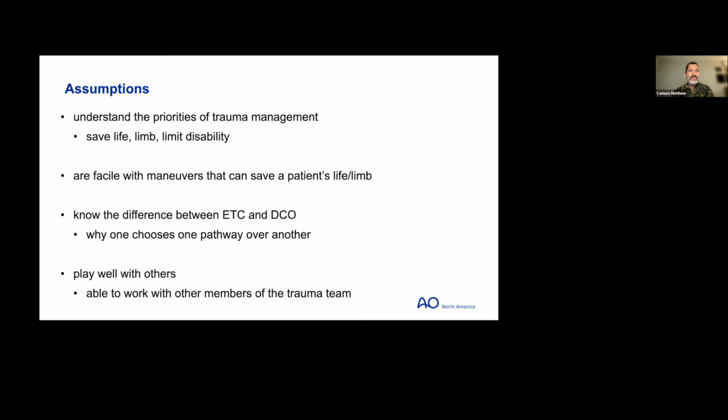Of course, this is a fellows webinar, and so we have some assumptions. This isn't a basic or an advanced course. You all have a lot of knowledge already as a foundation. You already understand the priorities of trauma management: first life, and then limb, and then certainly we aim to limit disability. You all are facile with maneuvers that can save patients' lives and limbs, and so we won't go through those in detail. You already know the difference between early total care and damage control orthopedics, but we're going to delve a little bit deeper into why one would choose one over the other.